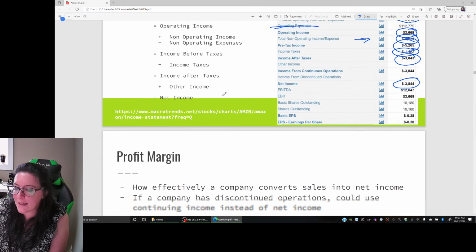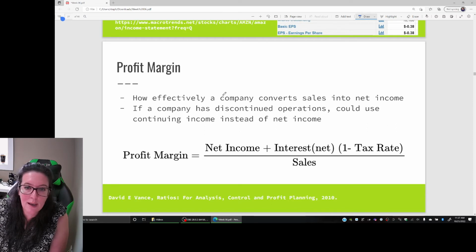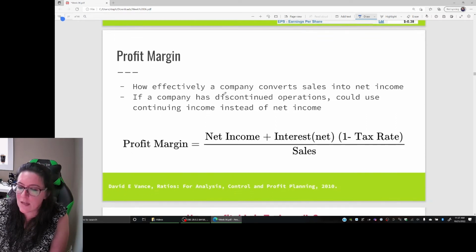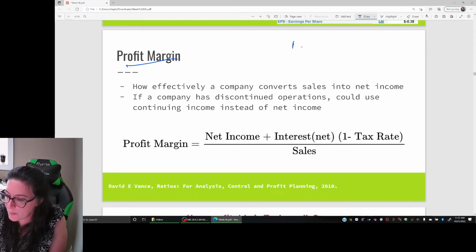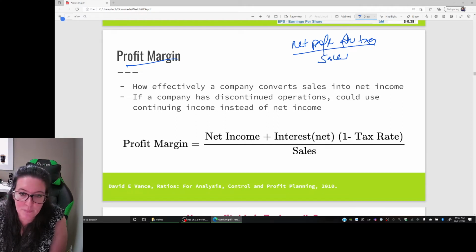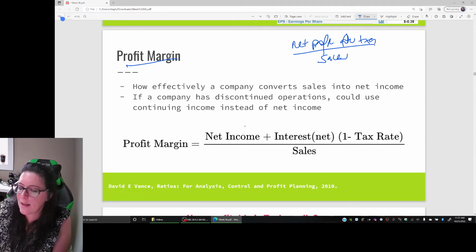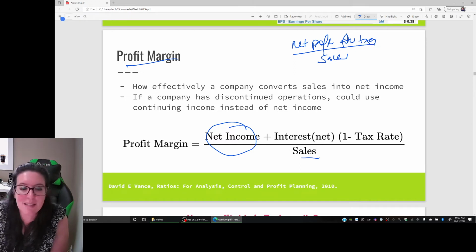Once you have net income or your net profit after taxes, you can then find the profit margin. Profit margin looks at how effectively a company converts sales into net income. So we would simply take that net profit after taxes and divide by sales. That'll give us our profit margin. If we have the income statement that's in terms of income, then it is net income divided by sales.